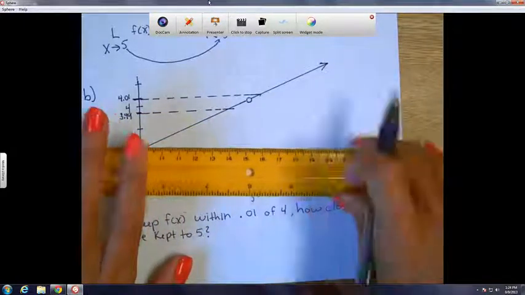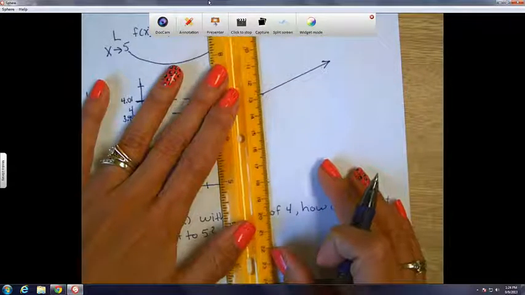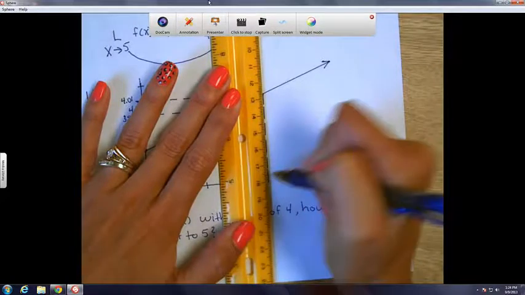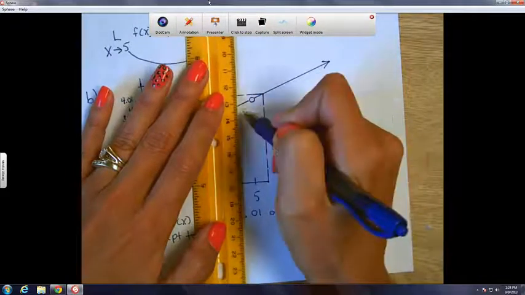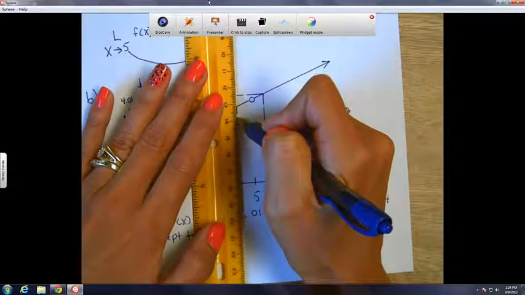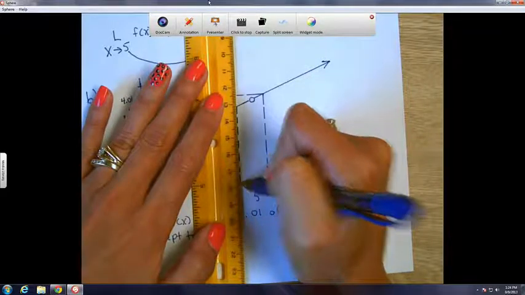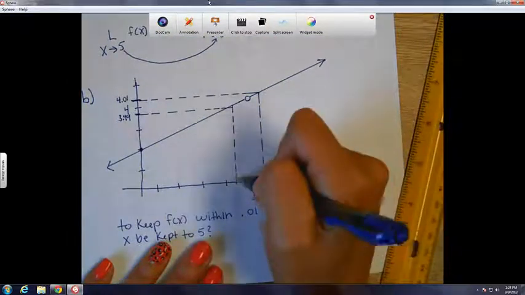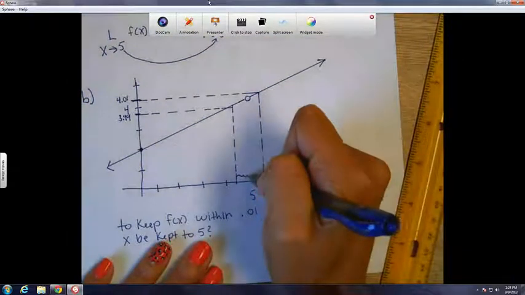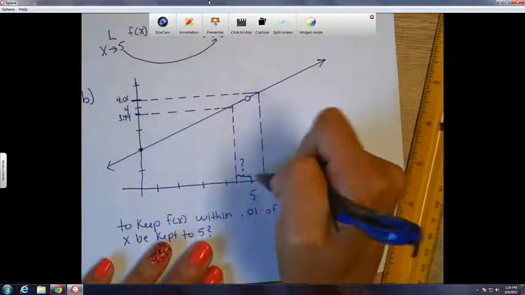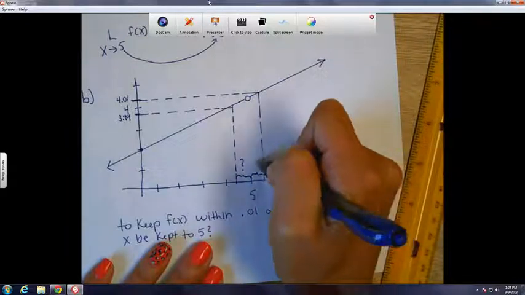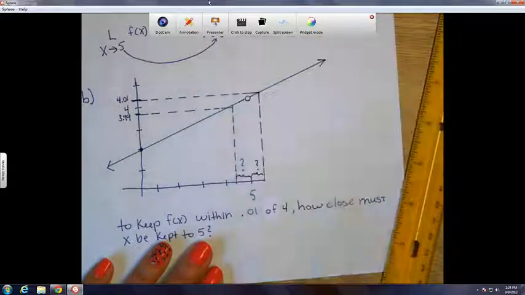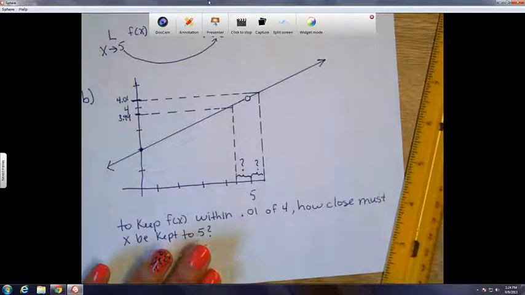And now if we read down from those intersections, I want to know how close to 5 do I have to stay in order to stay within this 0.01 units away from the limit. Okay, that's our goal.